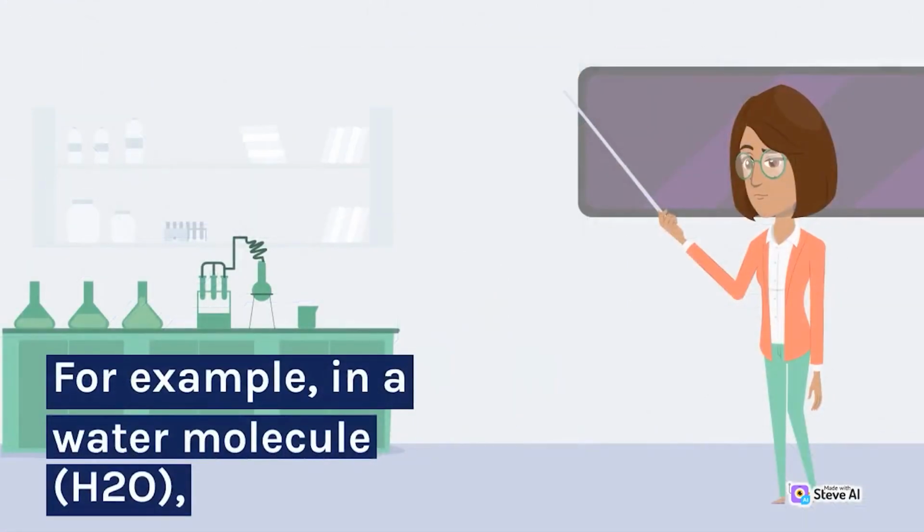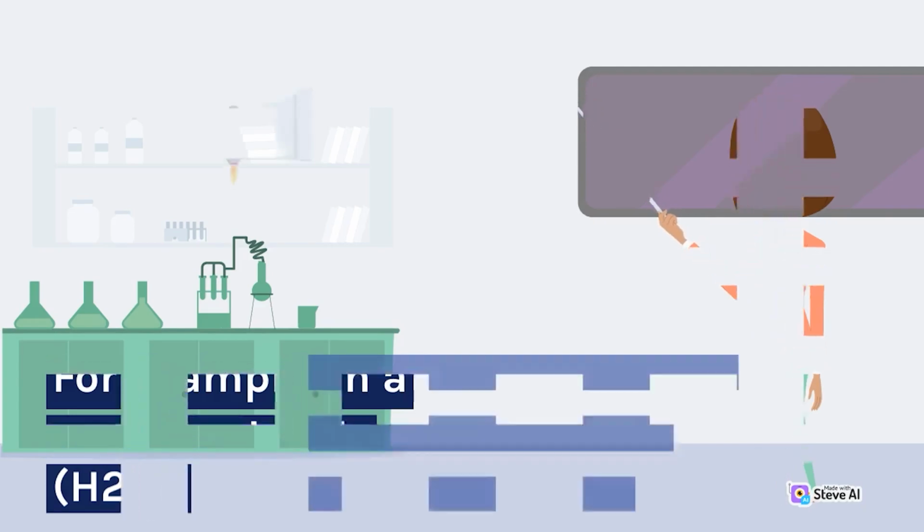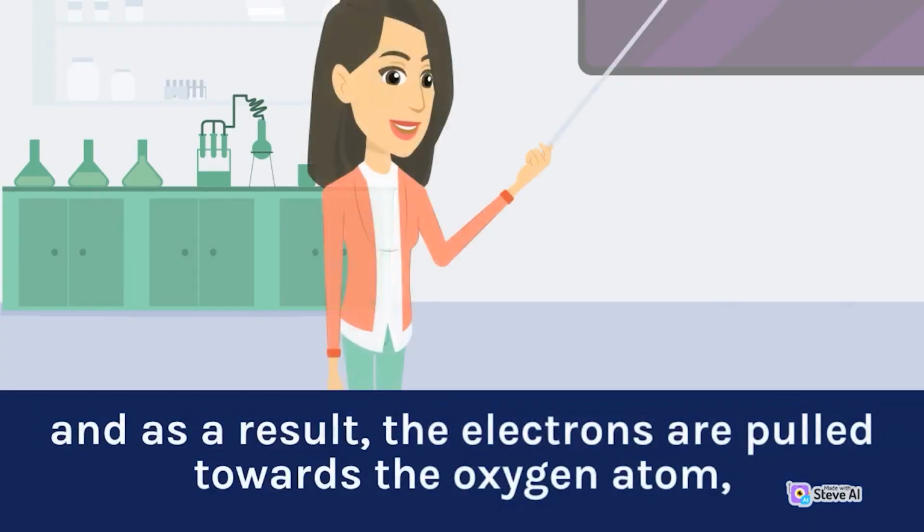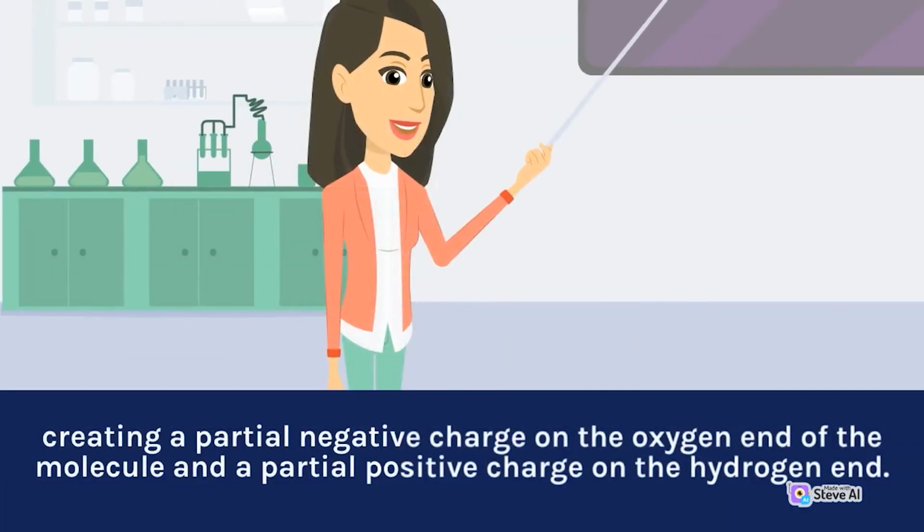For example, in a water molecule, H2O, oxygen has a higher electronegativity than hydrogen. And as a result, the electrons are pulled towards the oxygen atom, creating a partial negative charge on the oxygen end of the molecule and a partial positive charge on the hydrogen end.